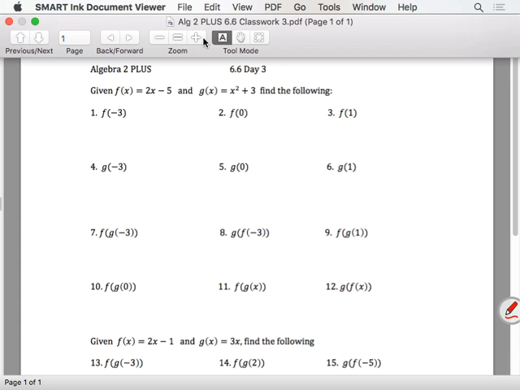F of negative 3 means go to F and replace X with a negative 3. So that's 2 times negative 3 minus 5. Negative 6 minus 5 is negative 11. I'm going to give you a 1 minute head start. Try 2 through 6. Get to as many as you can before I do.